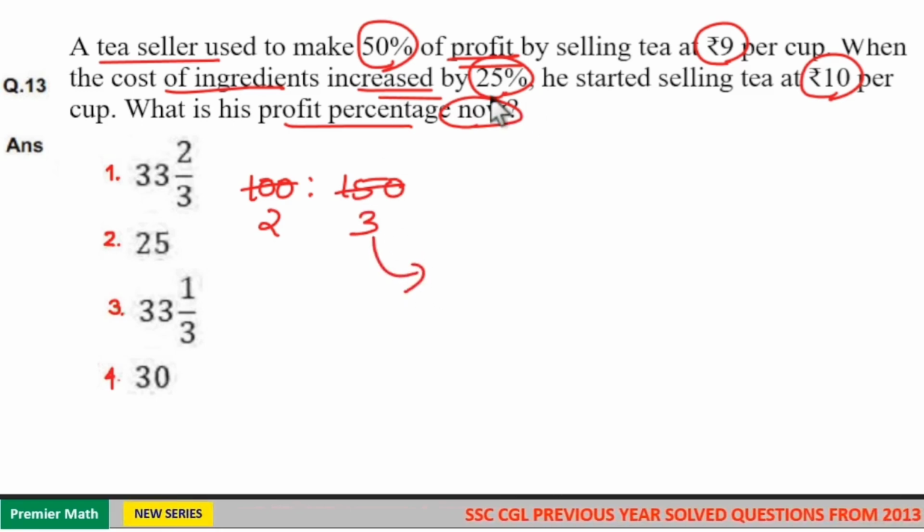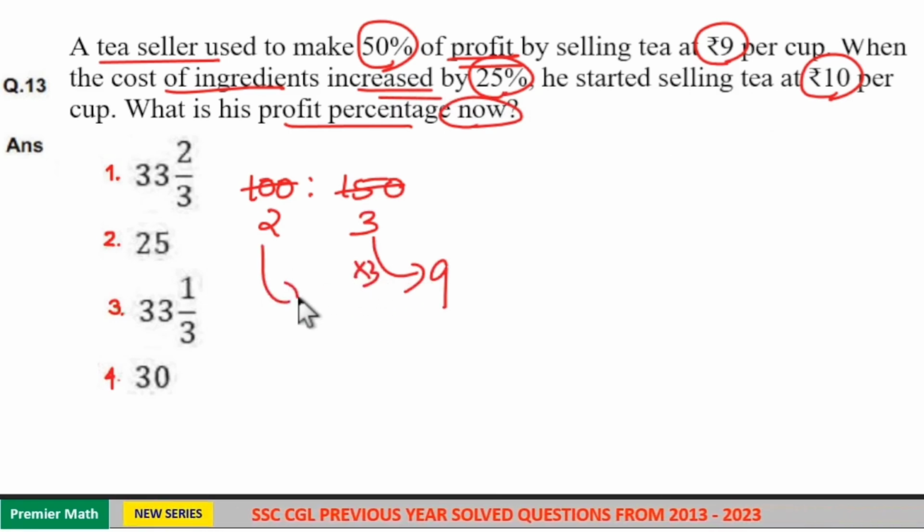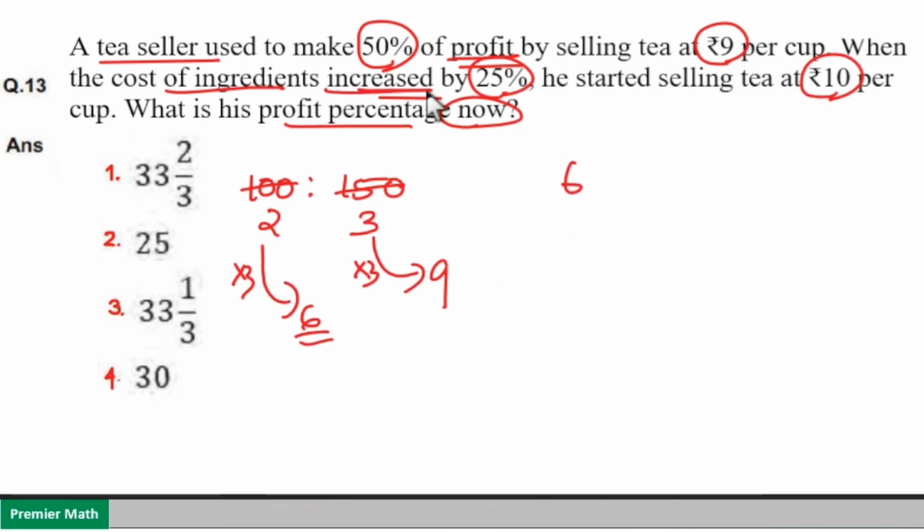But here, the selling price is given as 9 per cup. So, selling price is 9, which means 3 into 3 is 9. So, cost price is equal to 2 into 3, 6 rupees. If cost price is 6 rupees, now the cost price increased by 25%.